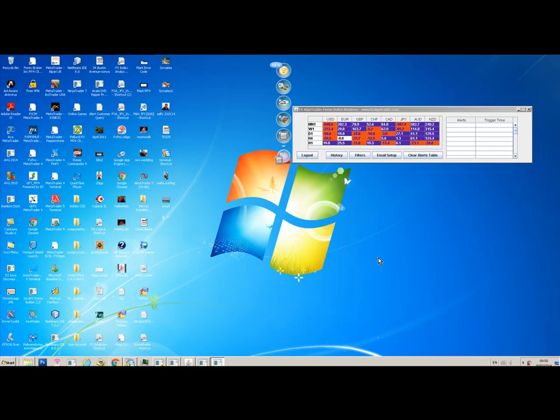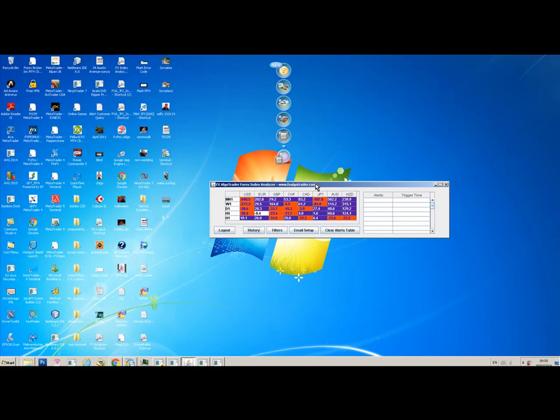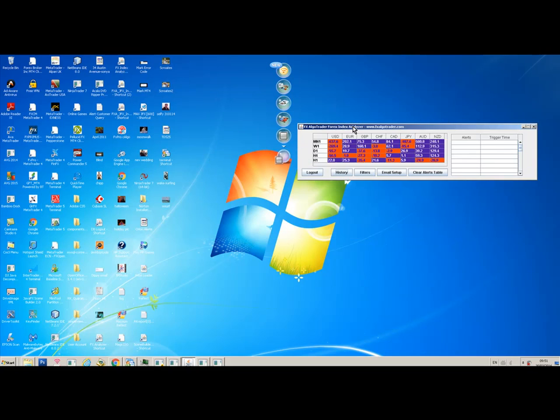Haven't done one of these for quite a long time, so I thought I'd start doing them again. What you're looking at here on the screen is the FX Algo Trader Platform Independent Index Analyzer. What this does is analyze currency index data, based on the Lite Forex index calculations which are available on the web.